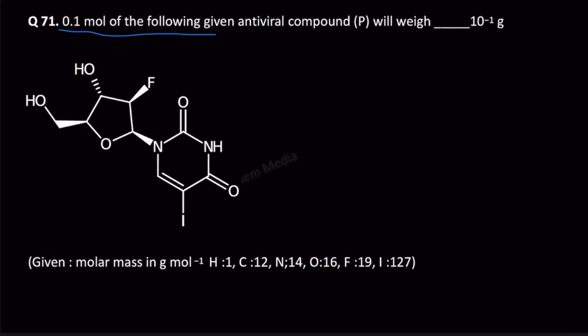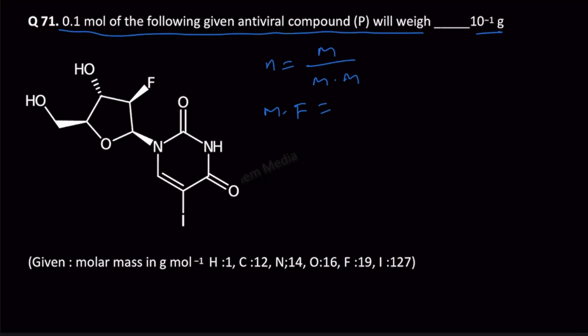0.1 mole of the following given antiviral compound P will weigh how much in terms of 10 to the power minus 1 gram? We know that number of moles is equal to mass divided by molar mass. So, to figure out the molar mass, we need to figure out the molecular formula first.